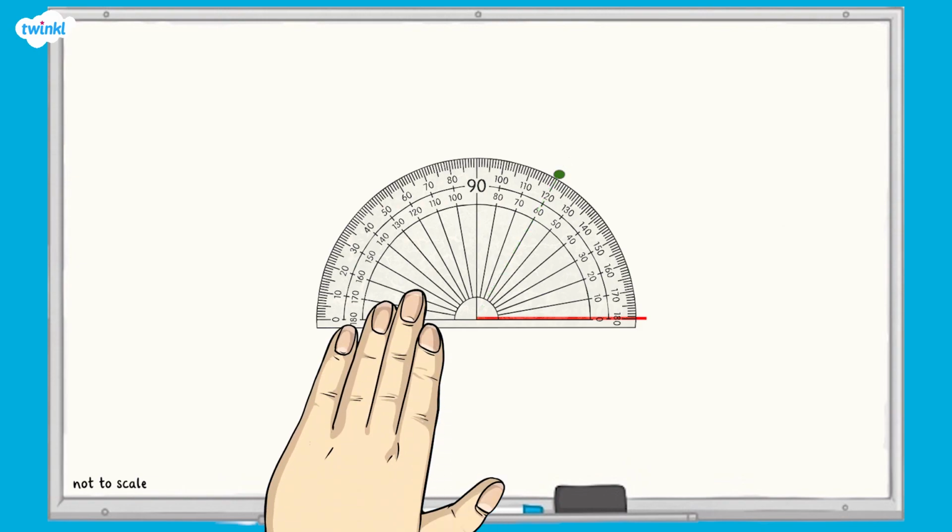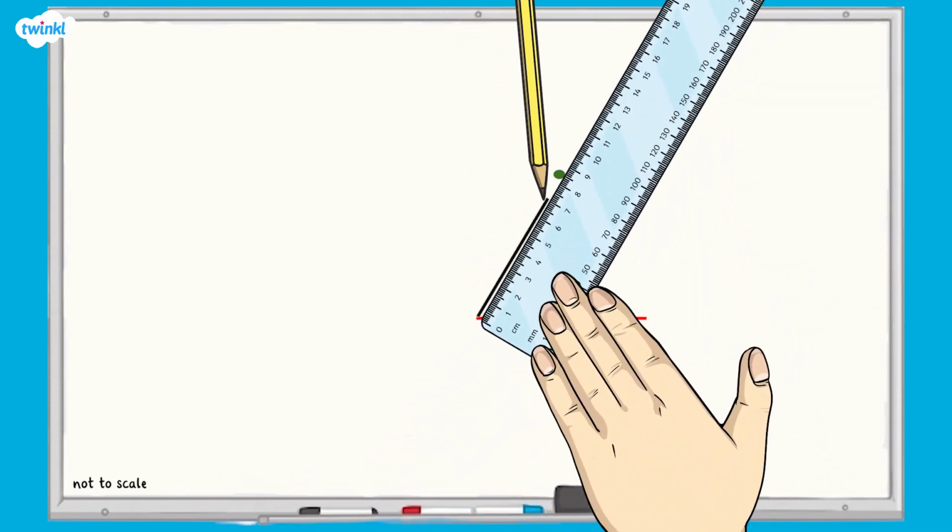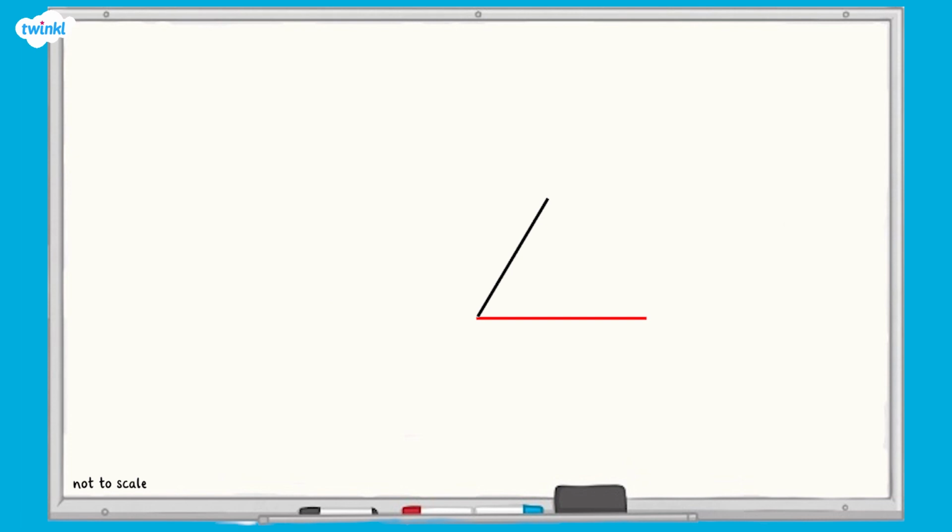Finally, we need to draw the second line of 7 cm, using a pencil and ruler. Be careful to draw the line from the 0 on the ruler. So here we have our finished lines and angle. Our baseline measures 9 cm, our second line measures 7 cm, and our angle measures 60 degrees. Remember to always check your work once you finish to check for accuracy.